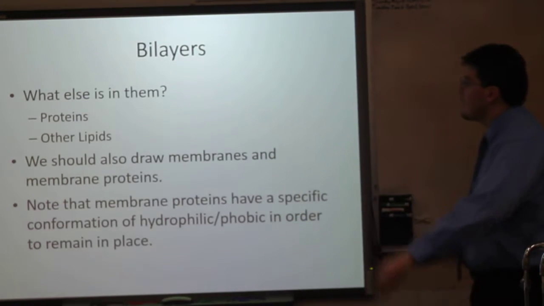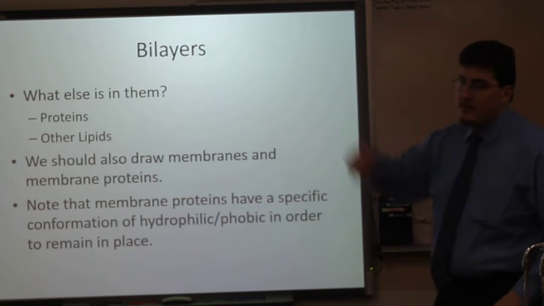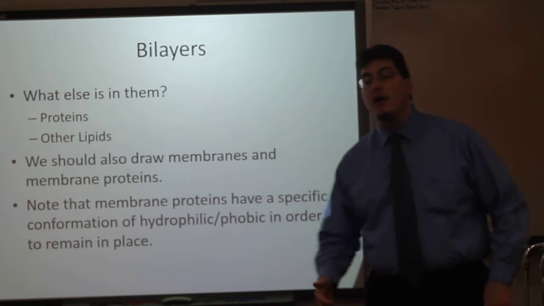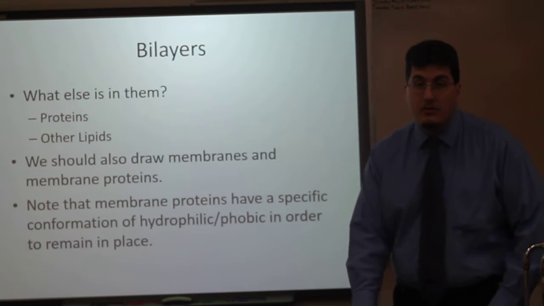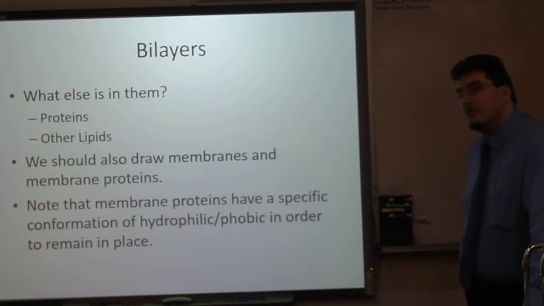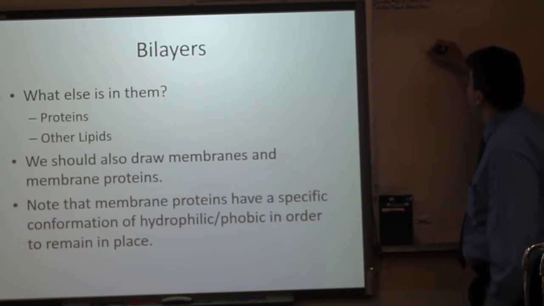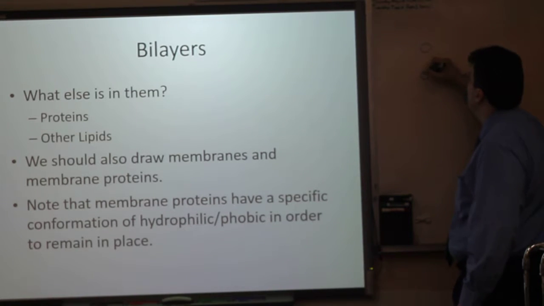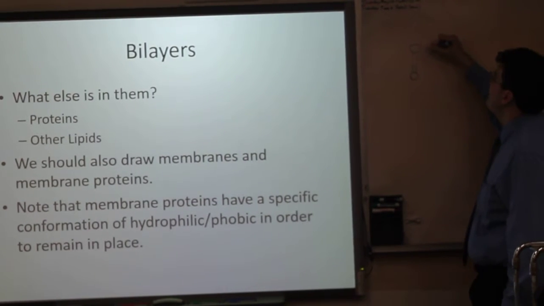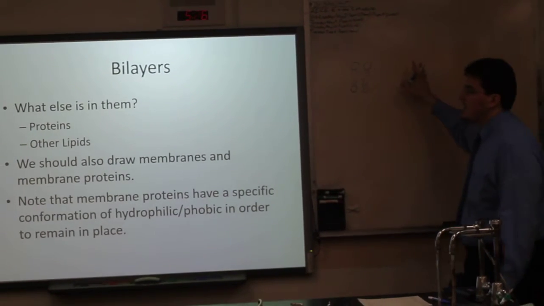Let's talk about bilayers for a moment. What else is in bilayers? Proteins are in bilayers. We have other lipids in bilayers. If we recall, other lipids include cholesterol. We should also draw membranes and membrane proteins. So let's draw these things. We have our, oh good, the ink's back. We have our phospholipid bilayer here. Well, that's the start of it anyway.